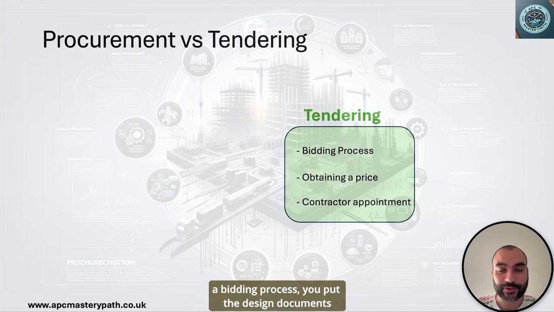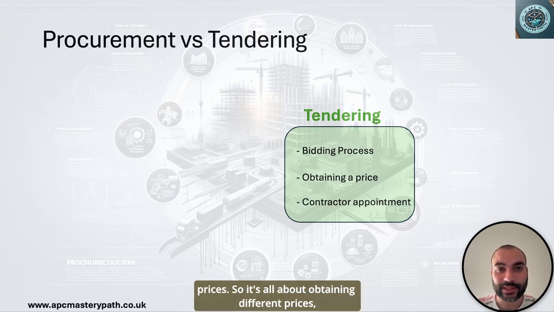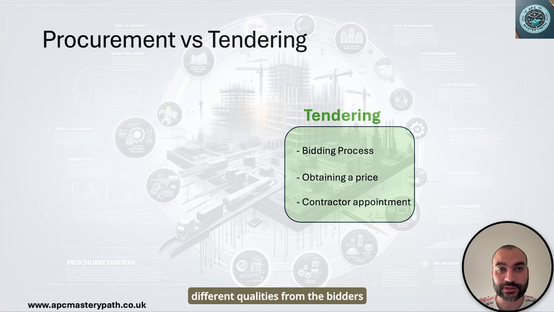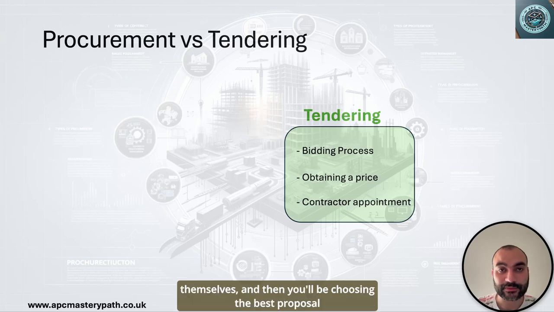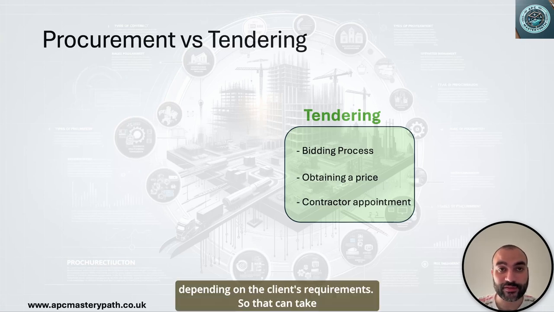So you would have a bidding process, you put the design documents in place or the requirements of the client in place, and then you'll be expecting different submissions and proposals with different prices. So it's all about obtaining different prices, different qualities from the bidders themselves. And then you'll be choosing the best proposal depending on the situation at hand and the client's requirements. So that can take into account the cost or the price in addition to the quality, as well as other parameters according to the needs.